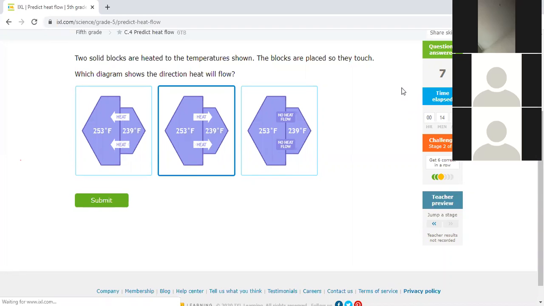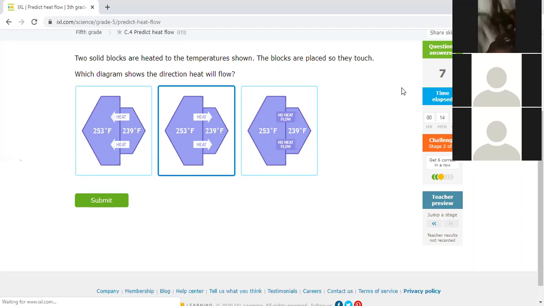But it is the middle one actually because 253 is bigger than 239. So this one's actually hotter. And so since it's hotter, it puts the heat this way. All right? So that's why.